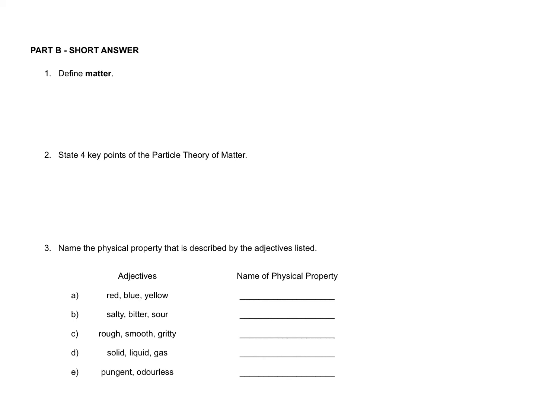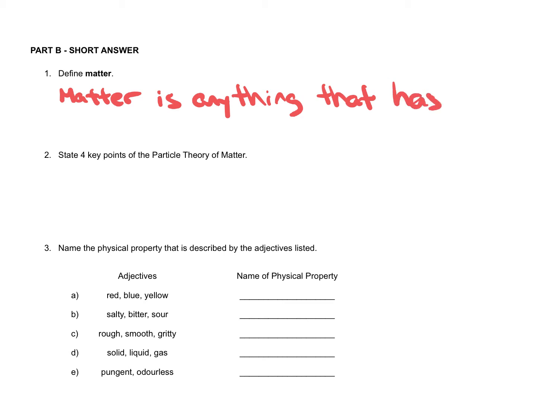1. Define matter. Matter is anything that has mass and takes up space. Another way to say takes up space is that it has volume.